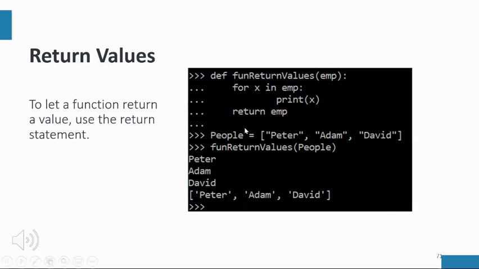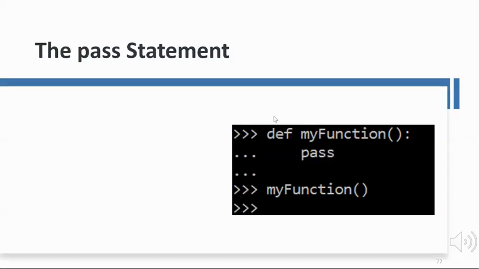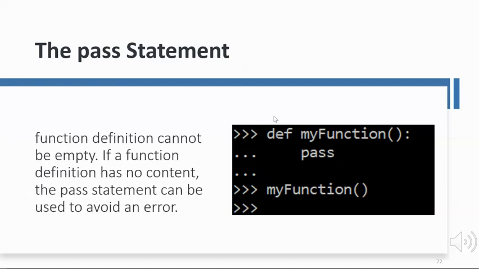A function may return a value. To let a function return a value, use a return statement. Like in the example, we define a function fun return values, and we return the parameter in the function. Function definitions cannot be empty, so if a function definition has no content, we can use the pass statement to avoid an error.